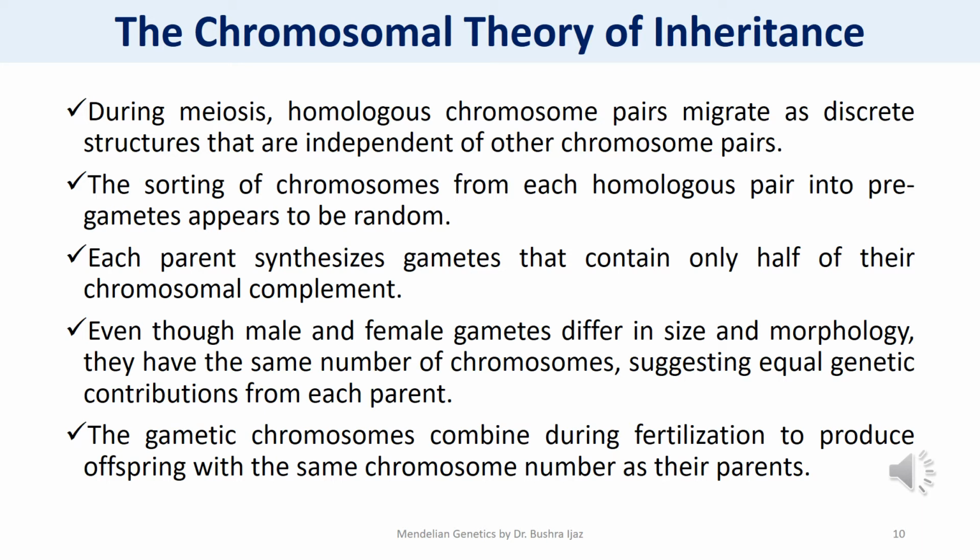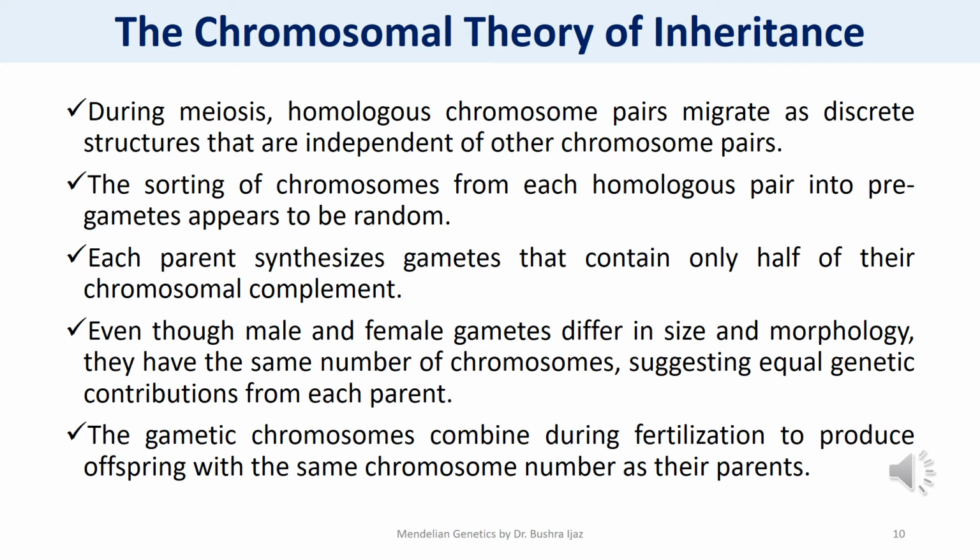Just look at the main points of the chromosomal theory of inheritance. This theory states that during meiosis, homologous chromosomes pair, and they migrate as discrete structures that are independent of other chromosome pairs, as we have seen in the lectures that I did on meiosis. Second, the sorting of the chromosome from each homologous pair into pregametes appears to be random. Each parent synthesizes gametes that contain only half of their chromosomal complement, half of their genetic material, as we previously discussed during the lectures that we did on mitosis and meiosis.